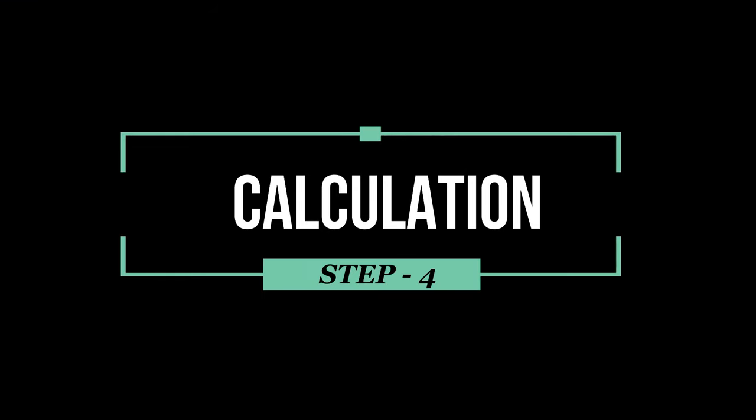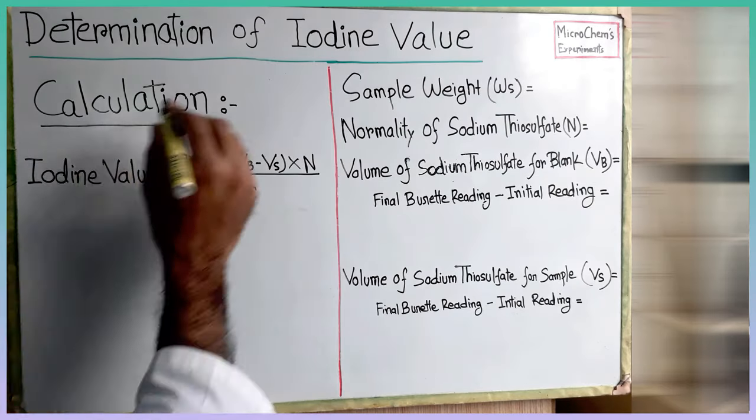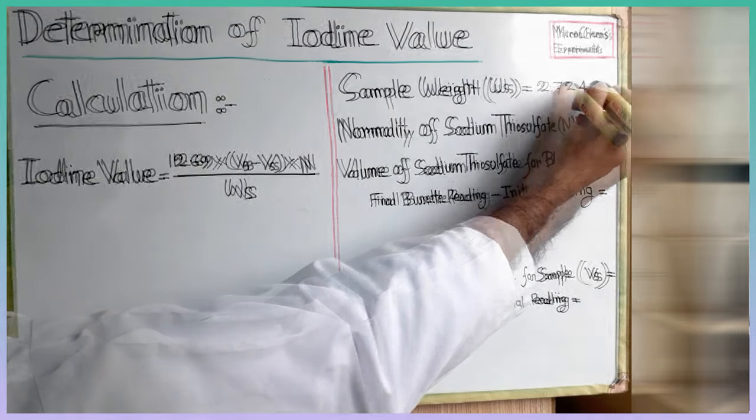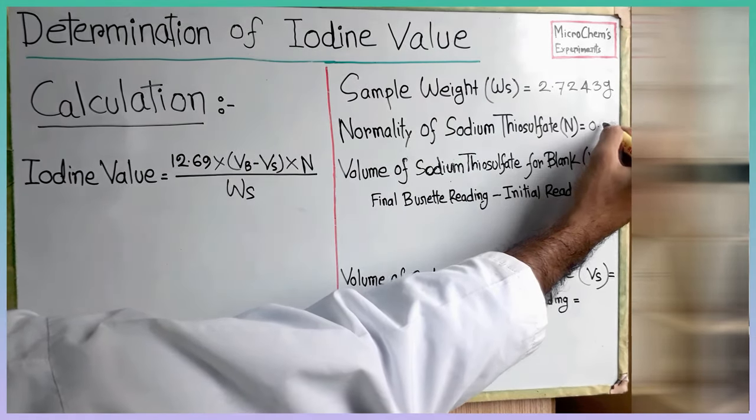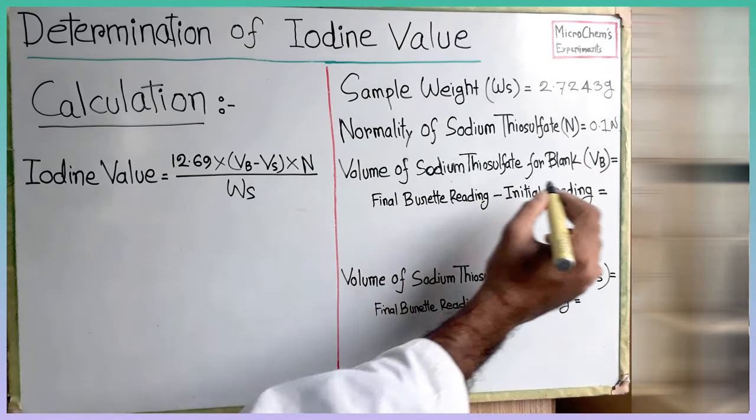Now we will calculate the iodine value of our sample. At first, we will put the values in the right side of the board. Sample weight WS is 2.7243 grams. Normality of sodium thiosulfate is 0.1.